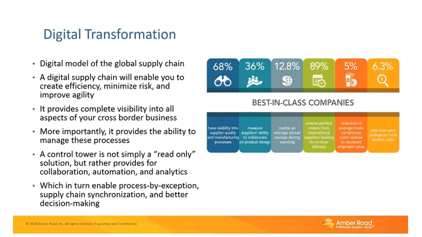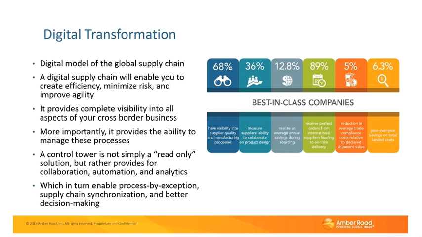So what we believe in Amber Road, this whole webinar and this whole talk about control tower and supply chain visibility, is eventually about digitalizing, or creating a digital model of your global supply chain. Once you are able to create a digital model of your supply chain, you are able to gain efficiency, to minimize risks, and to improve agility. You're also able to work and to manage your processes within the supply chain, and you have upfront visibility of something which goes out of the normal.